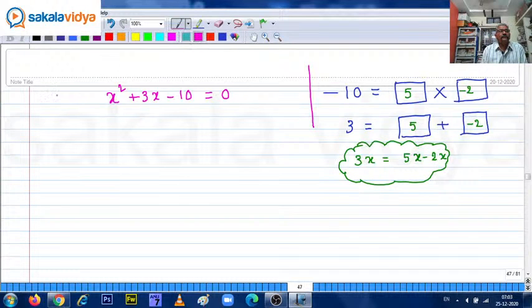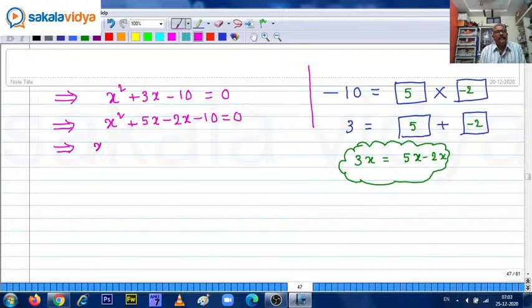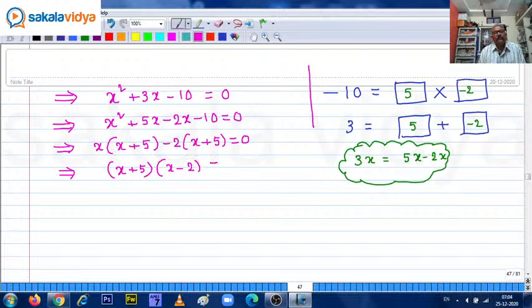Now this can be written as x square plus 5x minus 2x minus 10 equals 0. From the first two terms, we shall take x common out. We have x plus 5. From the next two terms, let us take minus 2 common. We have x plus 5 equals 0. So again, x plus 5 we can take out as common. We have x minus 2 equals 0.